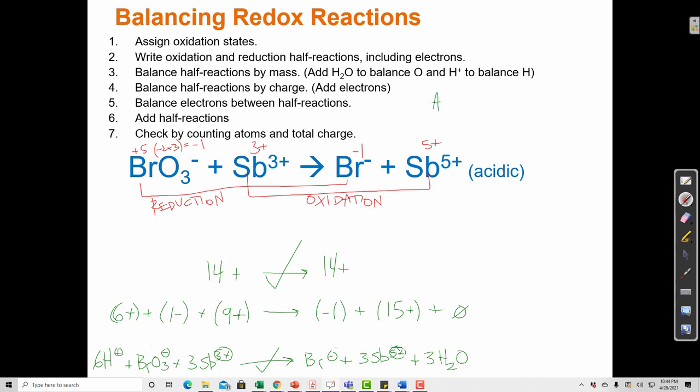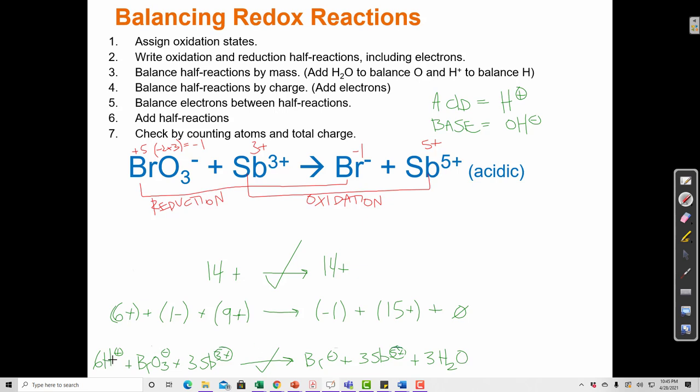Remember that acid equals H plus. So when I balance a reaction in acidic solution, there should be H pluses either as reactants or products. When I balance a reaction in base, remember that base equals OH minus. So if I'm in acid, there should be H plus, and there should not be any OH minus. And conversely, if I'm balancing a reaction in basic solution, there should be OH minus on the left or on the right, and there should not be any H plus.